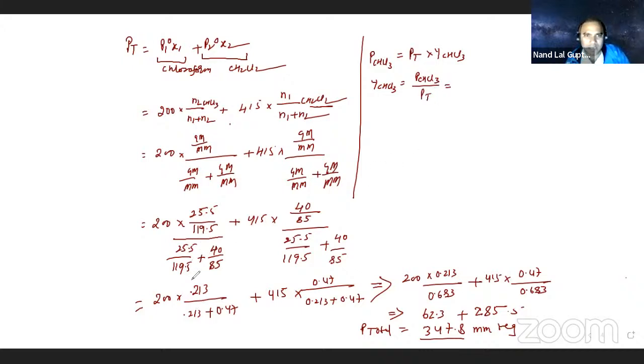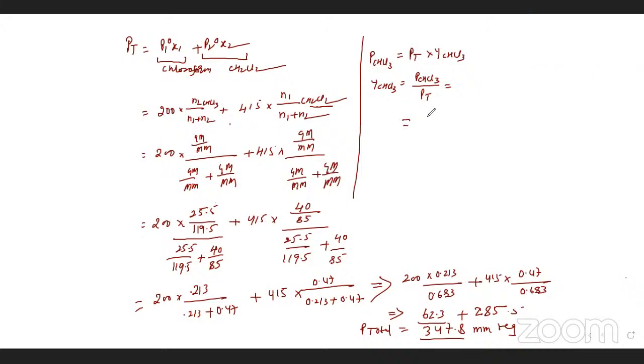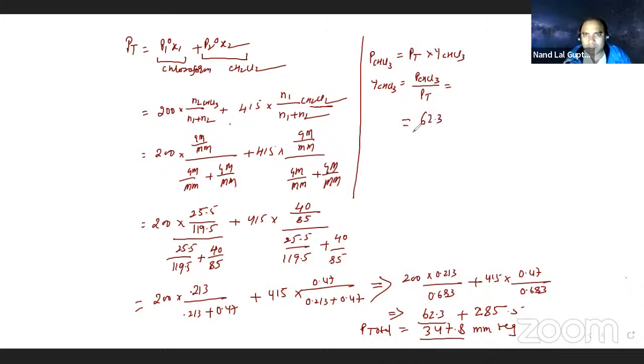PCHCl3, how much is there? Here, if you solve this one, 62.3 is coming. So PCHCl3 is this. So, 62.3 upon 347.8. Okay, so let me solve. 62.3 divided by 347.8. You can check the answer. This is 0.179. YCHCl3 0.179, is it there or not? Can you check? Yes, sir.